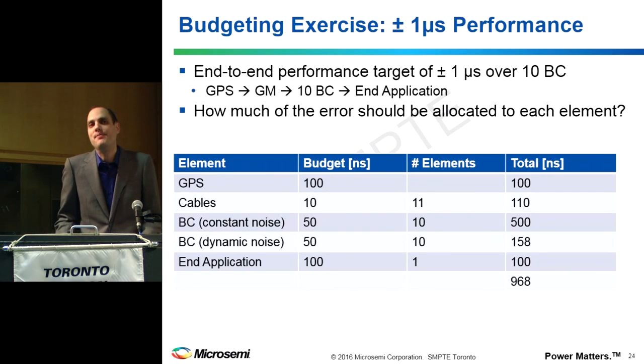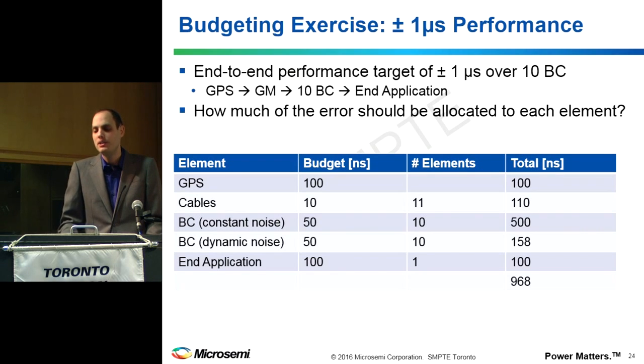Here's another key slide. I'm going to spend a little bit more time on this, which is the budgeting exercise. It's great that we have a target of 1 microsecond. That's fantastic. Okay, 1 microsecond, that's what we need to achieve. How, as an operator of a network, if I own this building and I needed to get 1 microsecond to every user, how do I do that? How do I partition this 1 microsecond between the various sources of error that are in my building?